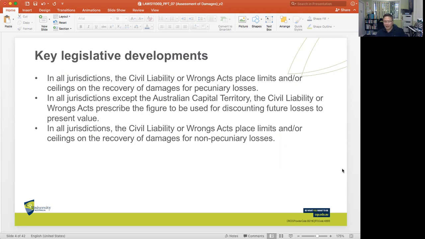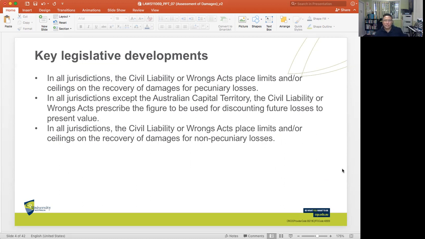This scenario is really different, because if you go to the US, where there's a lot of tort litigation, there's almost no limit or ceiling to the amount of damages that could be recovered in relation to pecuniary losses. But in Australia, there has been state parliamentary intervention, so there are now limits and ceilings on the recovery of damages for pecuniary losses.